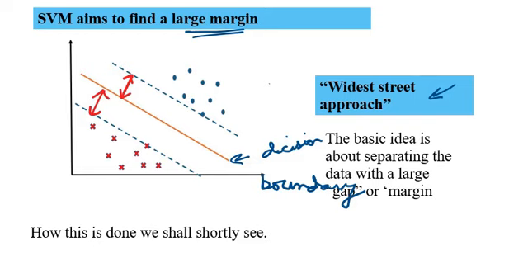So, this is the aim of the SVM classifier algorithm, that we find a hyperplane or a decision boundary with a margin on both sides separating the two types of examples, so that our confidence of predictions is high. And how this is done, we shall very shortly see.